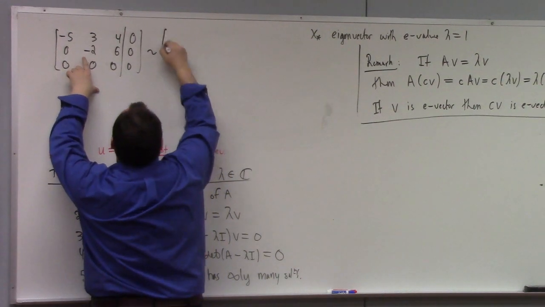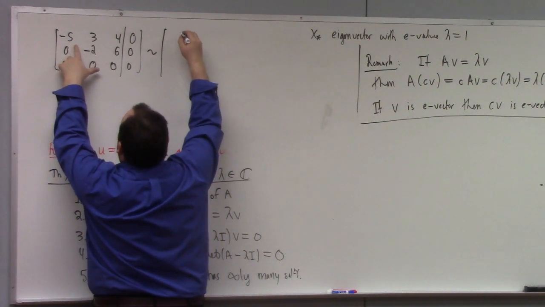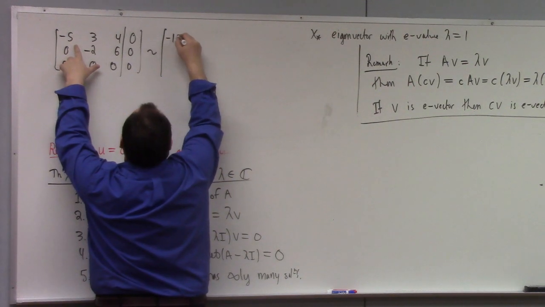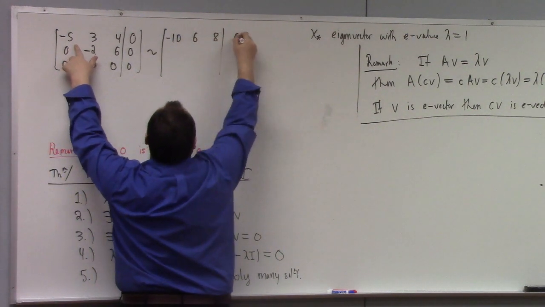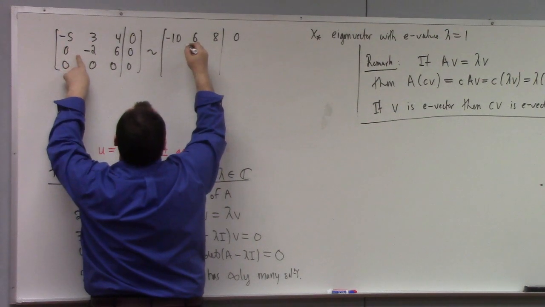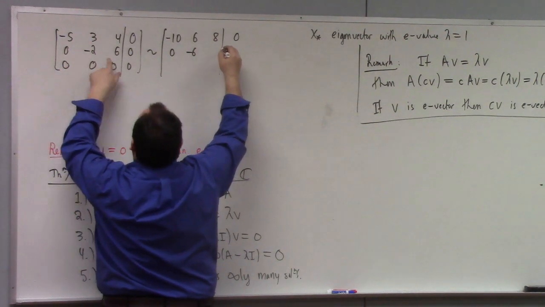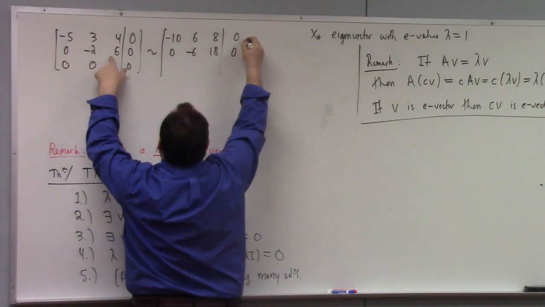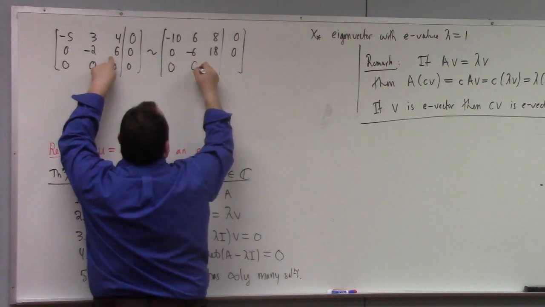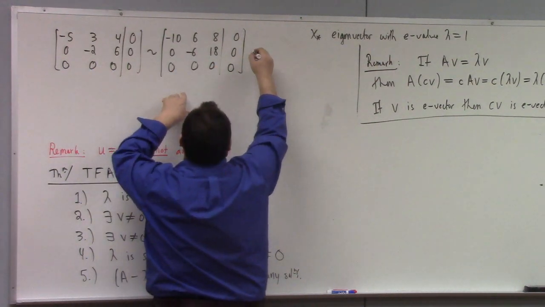To make these match up, I'm going to multiply the top one by 3. Excuse me, by 2. I'm going to multiply this one by 3 because I hate fractions.